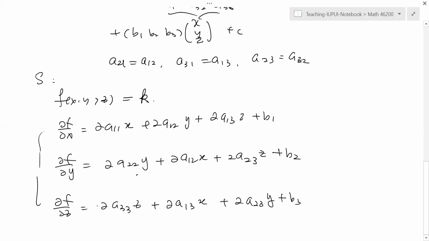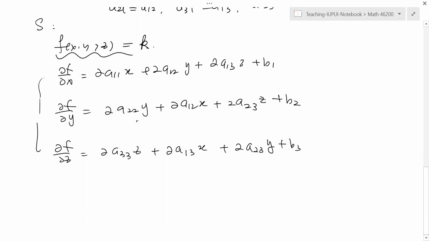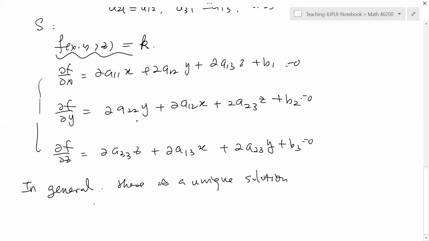If that point is not on this level surface, then this level surface is a smooth surface everywhere. If this point happens to be on this surface, and there's one singular point, if you remove that singular point, you get a smooth surface. So in the general case, you consider this equation. In general, there's a unique solution to the above system.